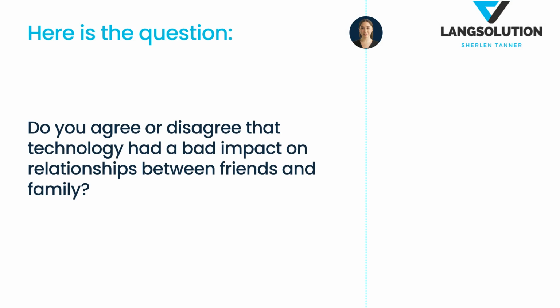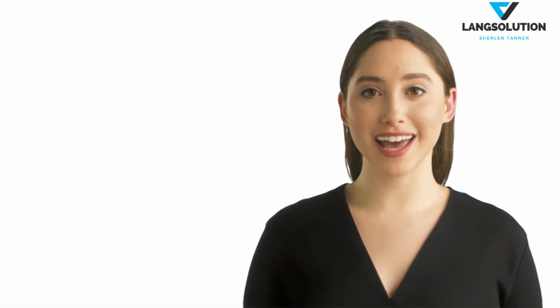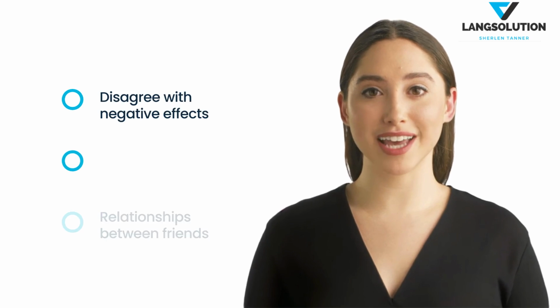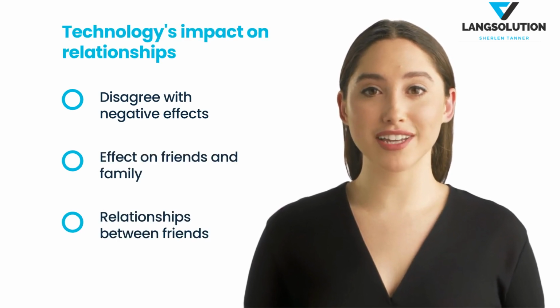Here is the question. Do you agree or disagree that technology has a bad impact on relationships between friends and family? Tip: choose the side that you can easily explain with personal examples, even if it's not your true opinion. Example: I disagree with the statement that technology has had a negative effect on relationships between friends and family.